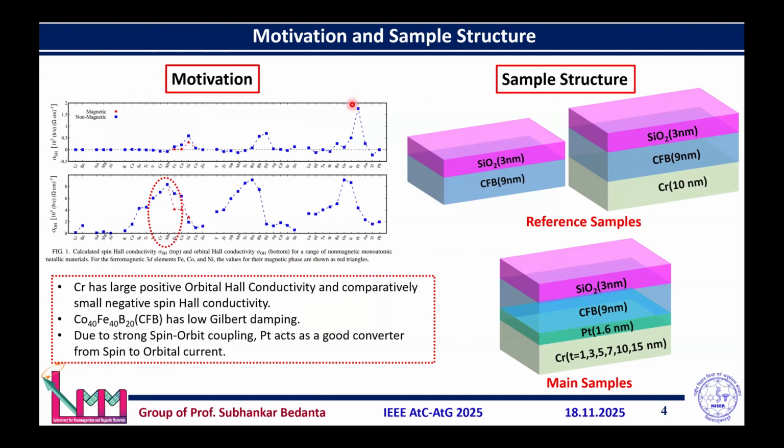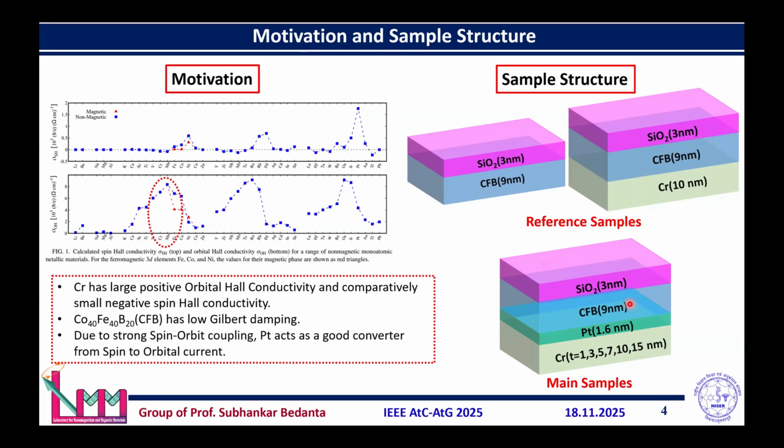spin Hall conductivity. But recently it has been seen that 3D elements such as chromium, manganese, iron have shown very high orbital Hall conductivity, exceeding the spin Hall conductivity of platinum. So for that purpose, I have taken the chromium layer as my orbital sink, and the CFB, the ferromagnet, as my orbital source, because the CFB has very low Gilbert damping. But the only disadvantage is that the CFB does not possess a significant SOC.